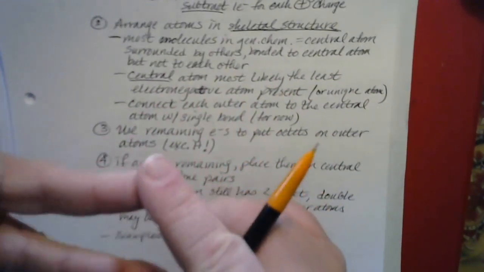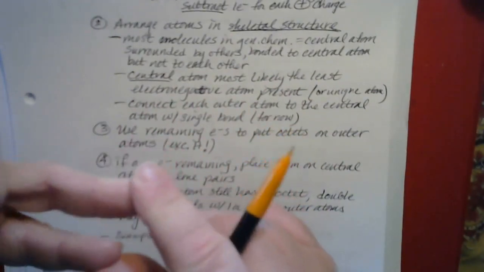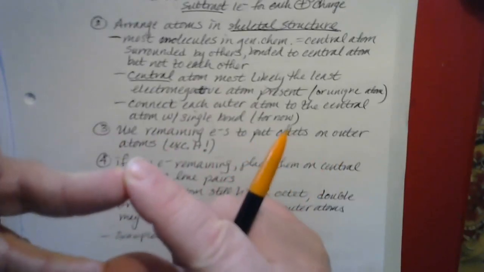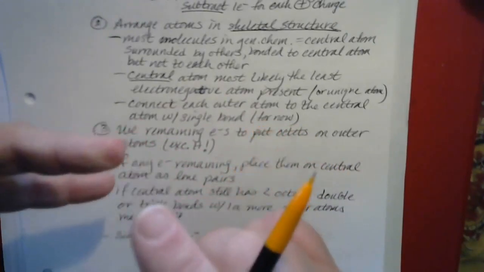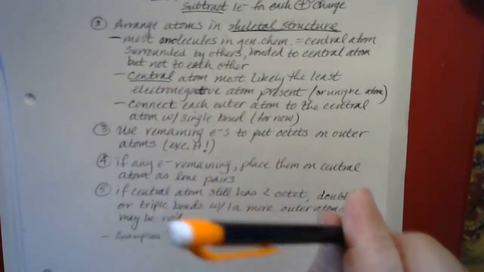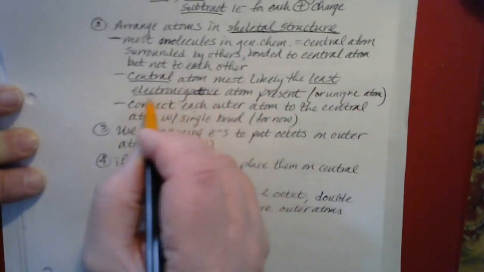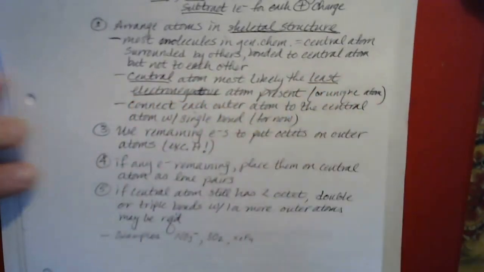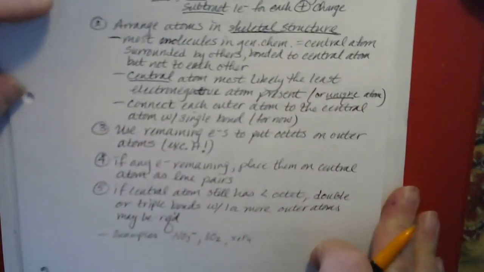And very often, those two will be the same. You know, the least electronegative element will be the one that you've only got one of. If they're different, then more often than not, it'll be the unique atom that goes in the center rather than the less electronegative one. Sorry, I meant to do it the other way. It's the unique atom that usually takes precedence. Not always, but usually.